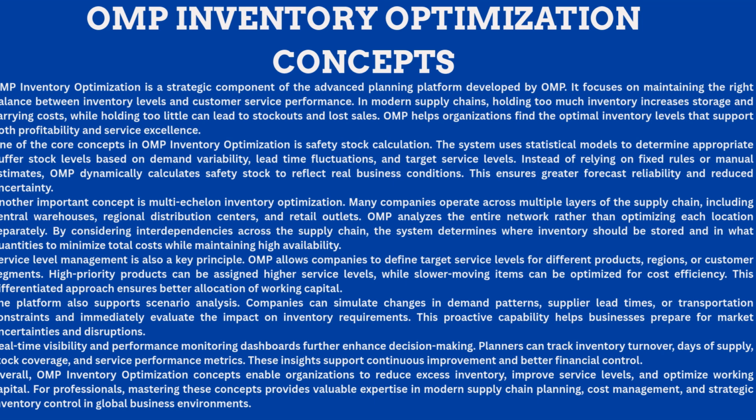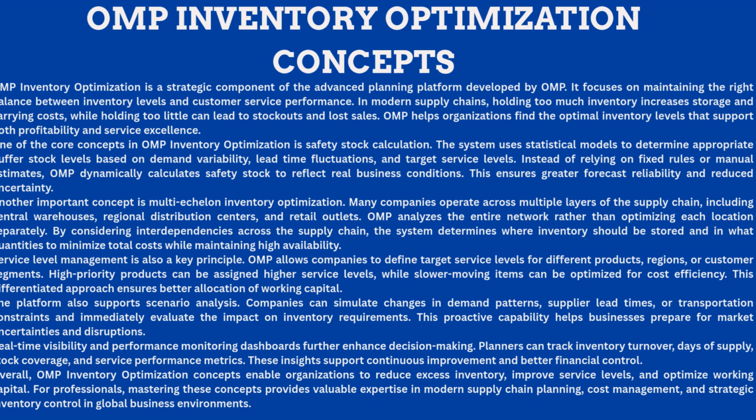One of the core concepts in OMP inventory optimization is safety stock calculation. The system uses statistical models to determine appropriate buffer stock levels based on demand variability, lead time fluctuations, and target service levels. Instead of relying on fixed rules or manual estimates, OMP dynamically calculates safety stock to reflect real business conditions. This ensures greater forecast reliability and reduced uncertainty.